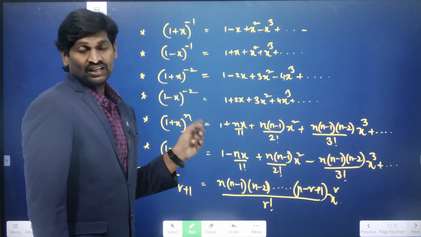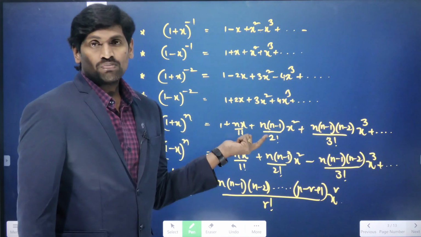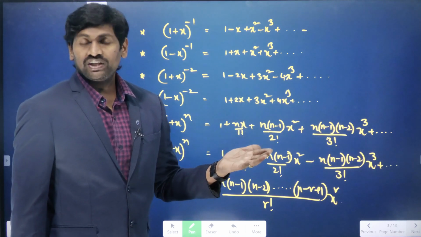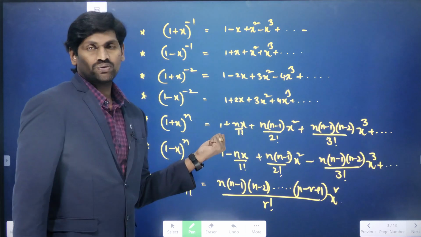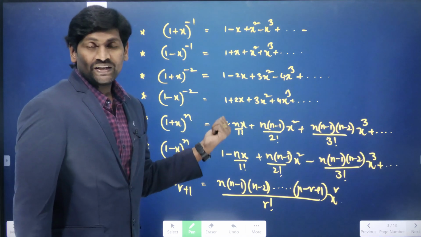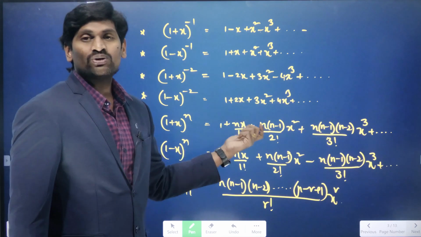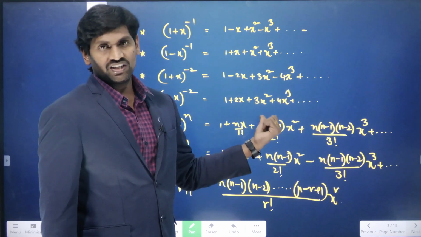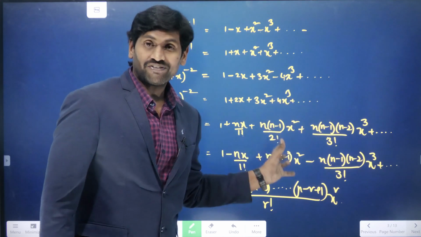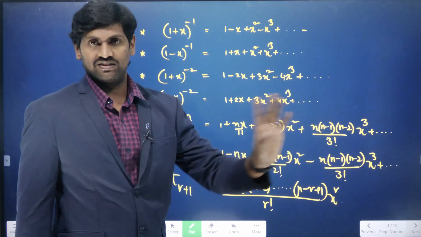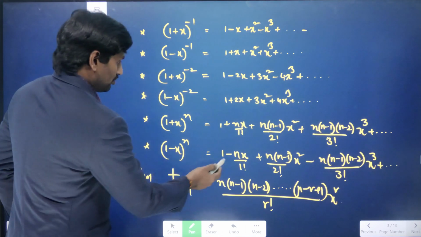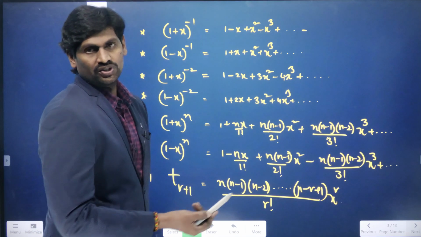If n is in fractional form or a negative integer, the expansion of 1 plus x whole to the power of n will be 1 plus nx plus n into n minus 1 by 2 factorial into x square plus n into n minus 1 into n minus 2 by 3 factorial into x cube and so on. Next, 1 minus x whole to the power of n: the signs will alternate, positive and negative.